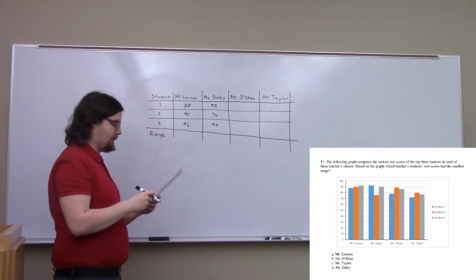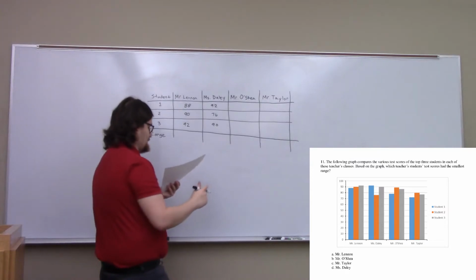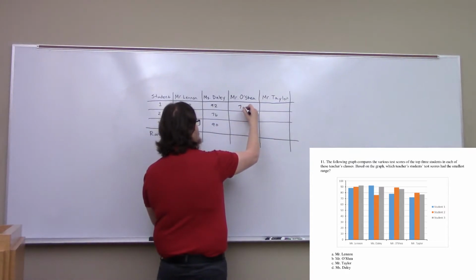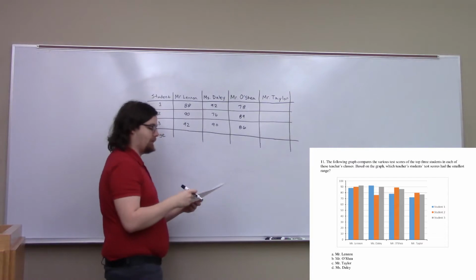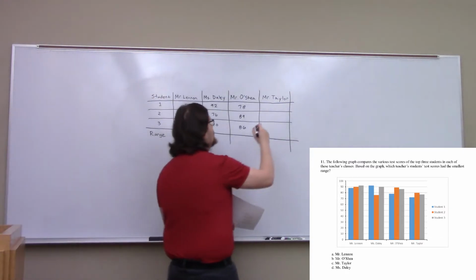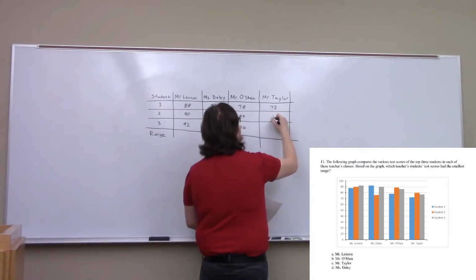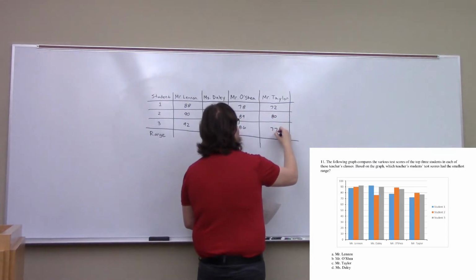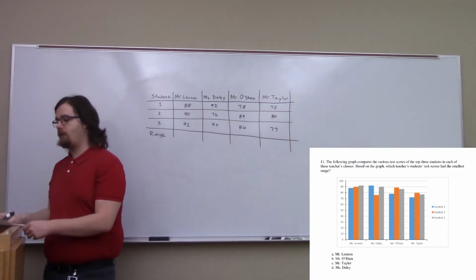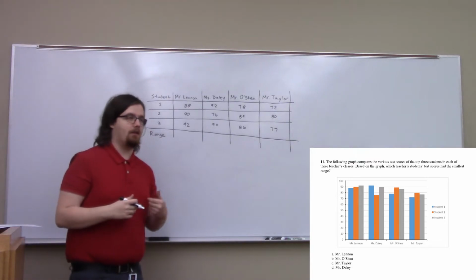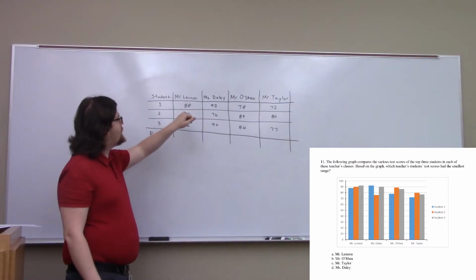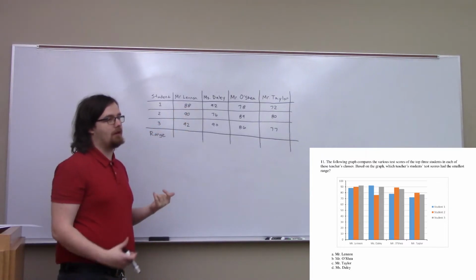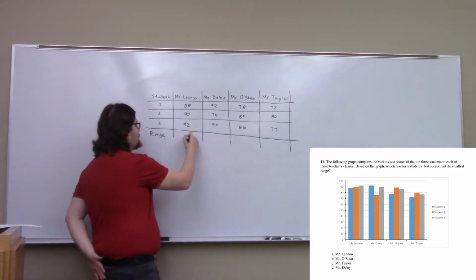Again, rough values. Mr. O'Shea, we have 78, 89, 86. And finally for Mr. Taylor, we have 72, 80, and 77. Now if you'll recall previously we discussed that range is the difference between the smallest and largest value. So here we have 92 is the largest, 88 is the smallest, 92 minus 88 is 4.